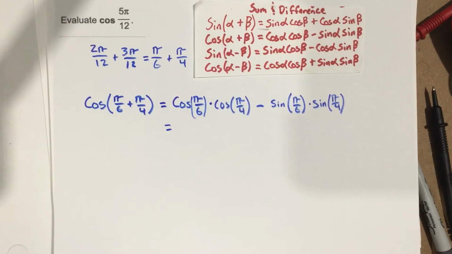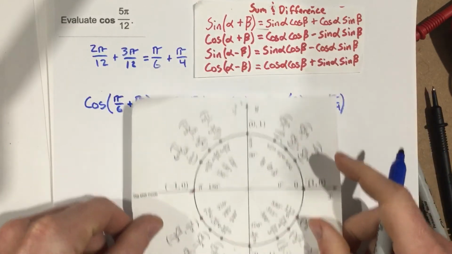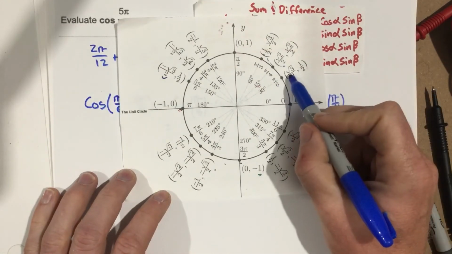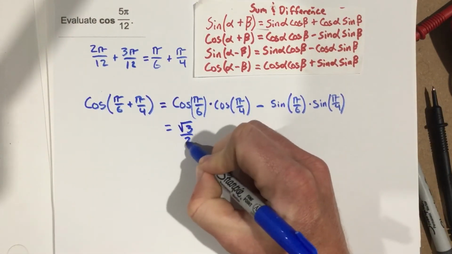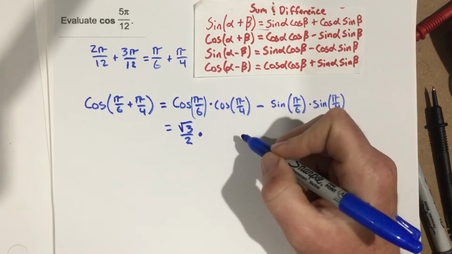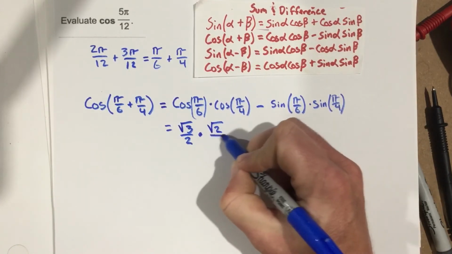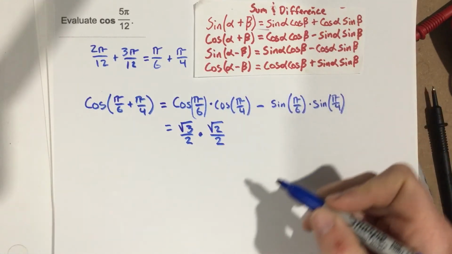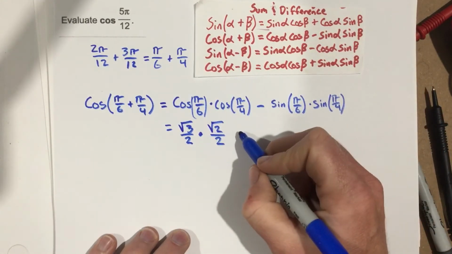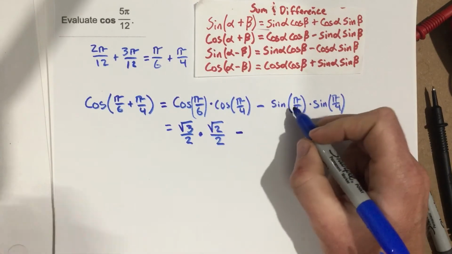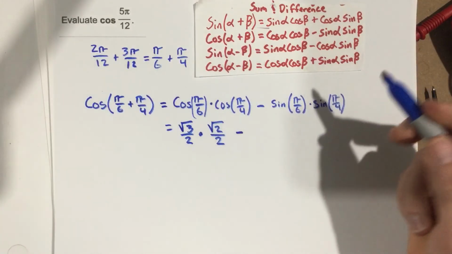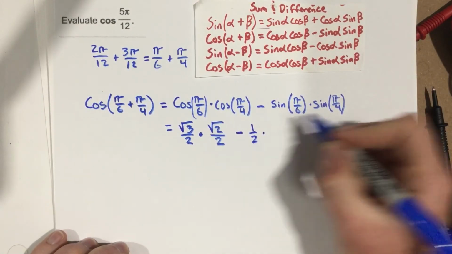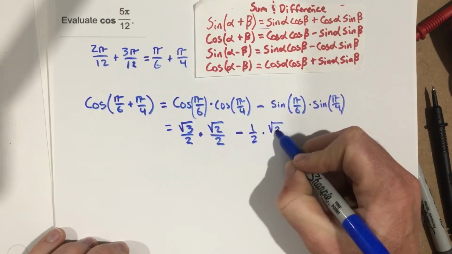Cosine pi over 6. We can use the unit circle and look. So where's pi over 6 at? Right here. Cosine is root 3 over 2. So I'm going to write root 3 over 2. Cosine of pi over 4 is easy to remember. That's always going to be root 2 over 2 because both sine and cosine at pi over 4 are root 2 over 2. And then I've got minus sine of pi over 6. Well, we can use the unit circle. At pi over 6, sine is 1/2. So we have 1/2 here. Times, and then again, root 2 over 2 for sine of pi over 4.